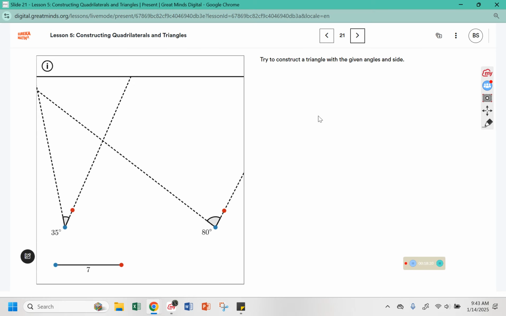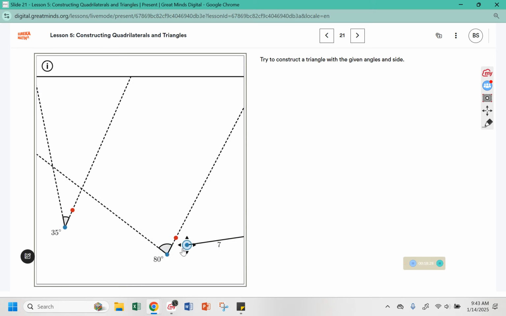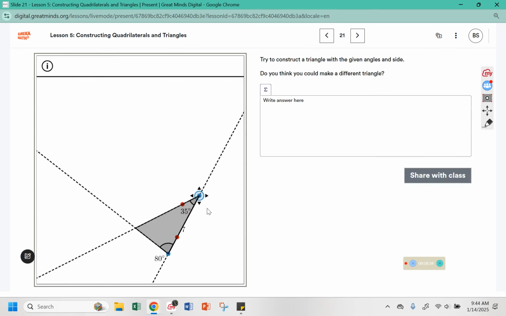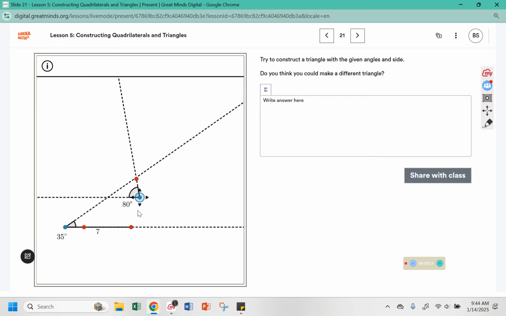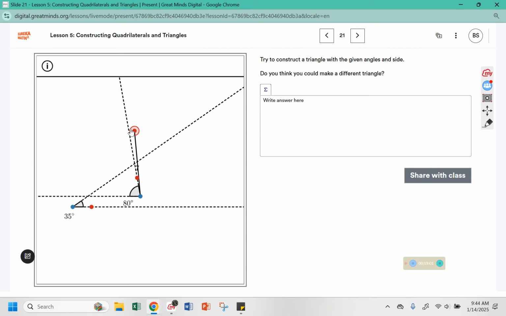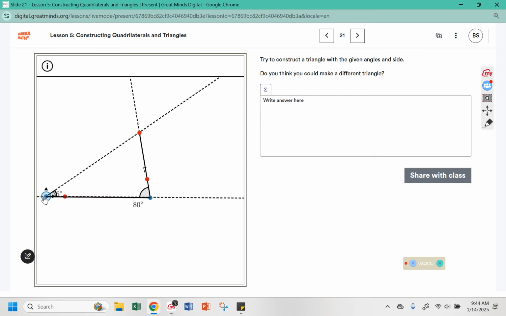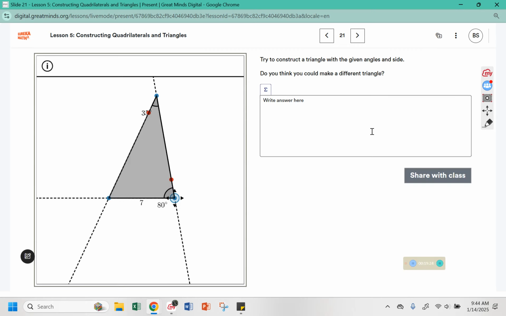Try to construct a triangle with the given angles and side. So let's place this piece here and here. And then we're going to want to position this angle coming out of it to create a triangle. So there's one possible triangle. Let's see if instead we put the 7 in a different location. What if we place the 7 along this side? It does look like we're able to create different triangles. There's a large one and a small one.